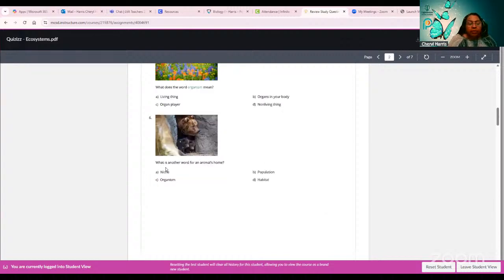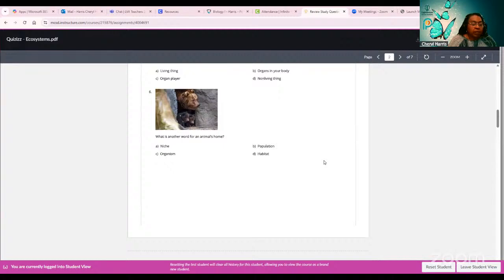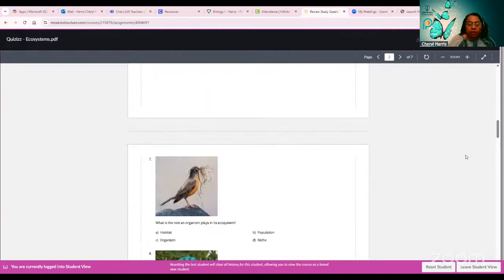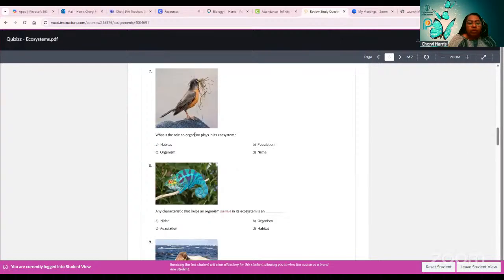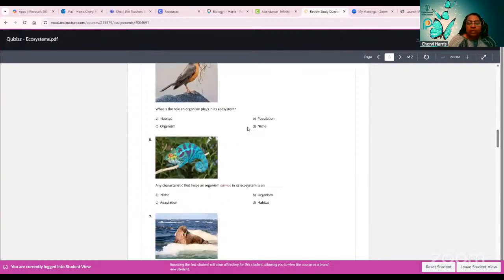All right. Another word for an animal's home. I think most of you can figure this one out because D is habitat. That's good. And again, just remember these vocabulary words. All right. The role an organism plays in its ecosystem, and I will tell you this one, it's a niche. A niche means the job, where it lives, it has a particular job because different organisms can live in the same place, but they don't all do the same thing. They help each other out, and everybody has a job to make sure that everything in that environment works well, and that's their niche. Their job is their niche.